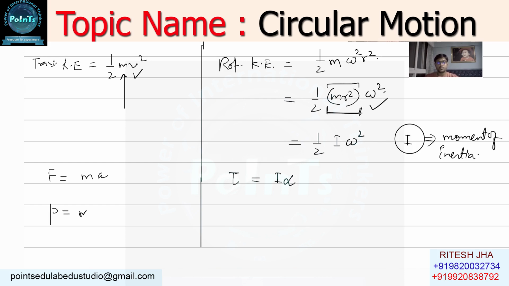Here we have P is equal to mv. The linear momentum is mass into velocity. That makes sense. L is the angular momentum, that is I omega.